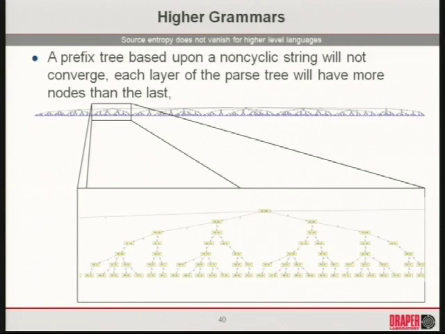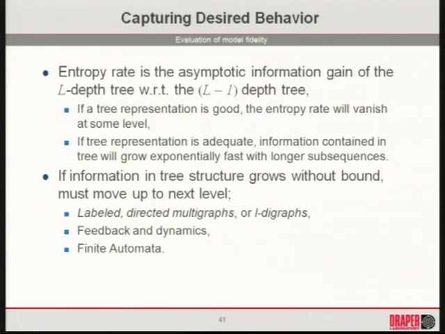So this is a way to sit there and say, how deep of a tree do I really need to build before I can say that the models I built make sense? All right, so, well, that's what I just talked about, capturing the desired behavior.